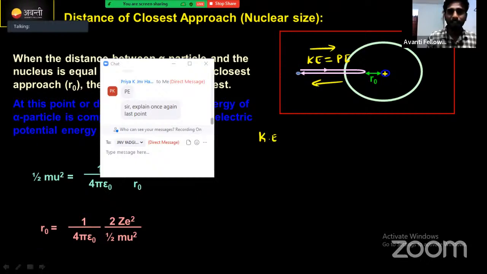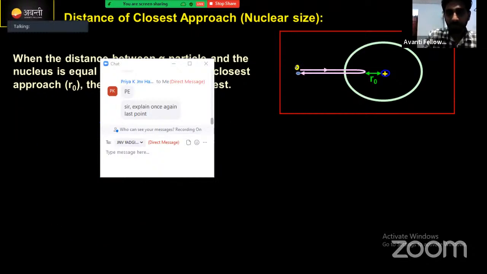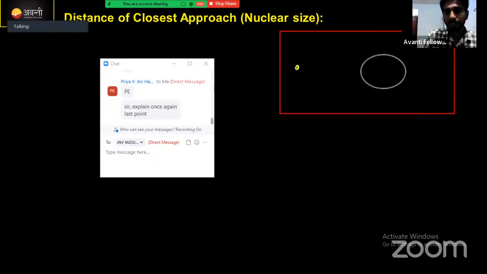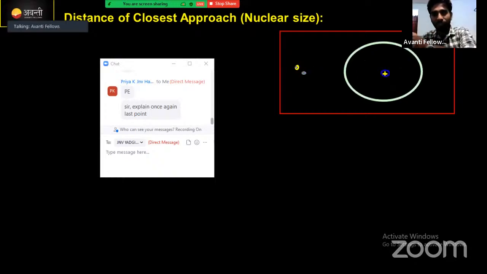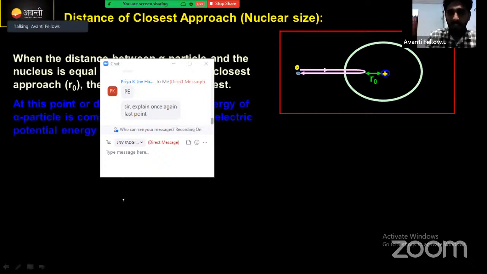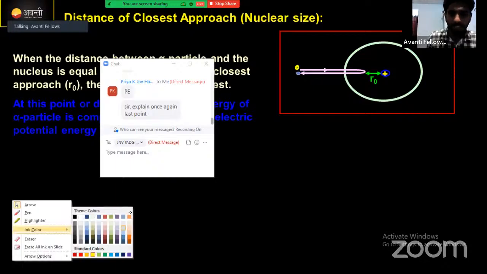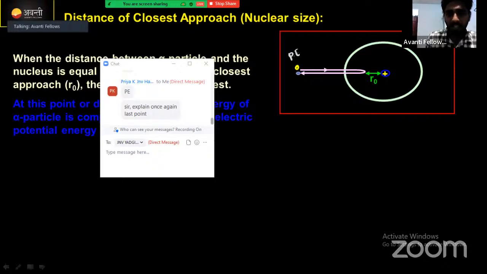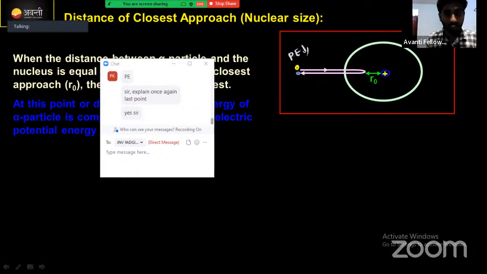This is the alpha particle. The alpha particle is moving towards the nucleus and it will come back. At the initial point, the potential energy is very low.